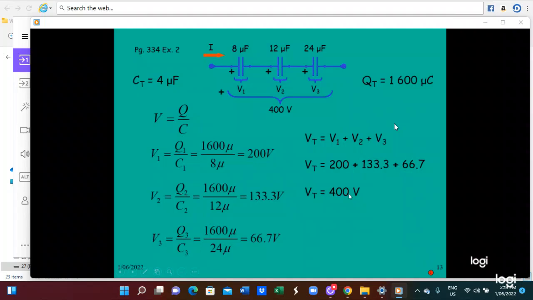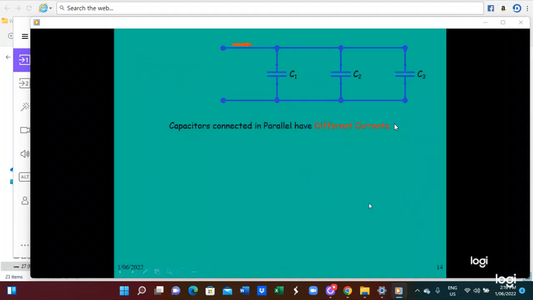Capacitors connected in parallel draw different currents. So C1, C2, C3 are connected in parallel. The currents are I1, I2, I3. Also, there are different charges as well. The C1 charge is Q1, C2 charge is Q2, C3 charge is Q3.